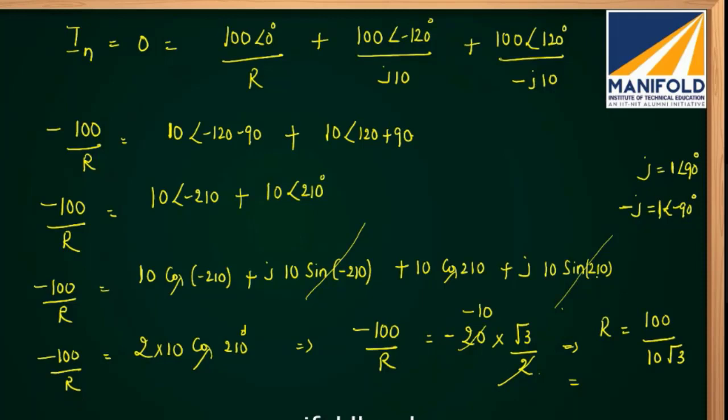Anybody tell me the value of 100 divided by this one? This is 10 divided by root 3. What is the value? 5.77 ohm. Okay, so this is the resistive value for which you are going to get the zero neutral current. Did you follow the question?